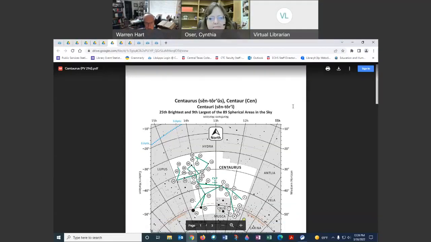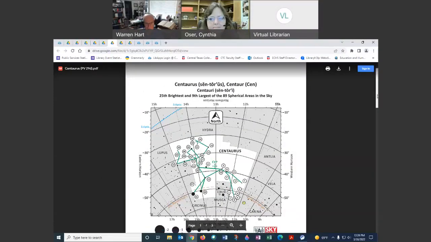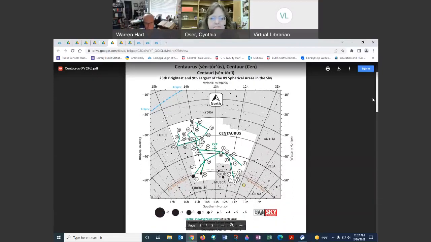Centaurus is very large and has a whole bunch of stars related to it, as you see there. And Centaurus is a mythical centaur. Well, that's an interesting word. I'll let you look that up. Centaur. What was a centaur in mythology?